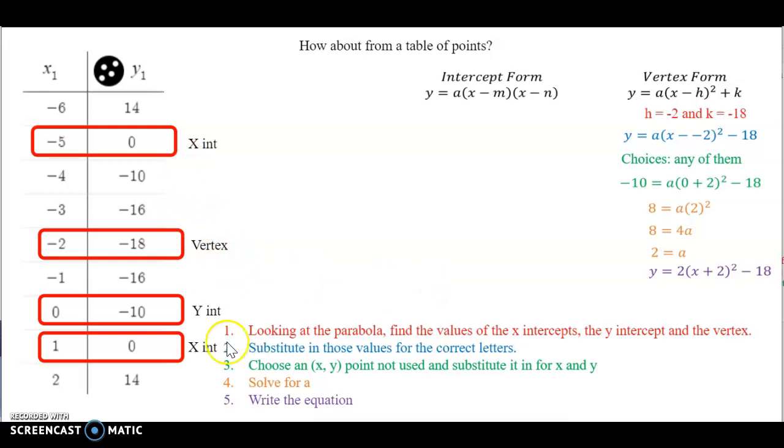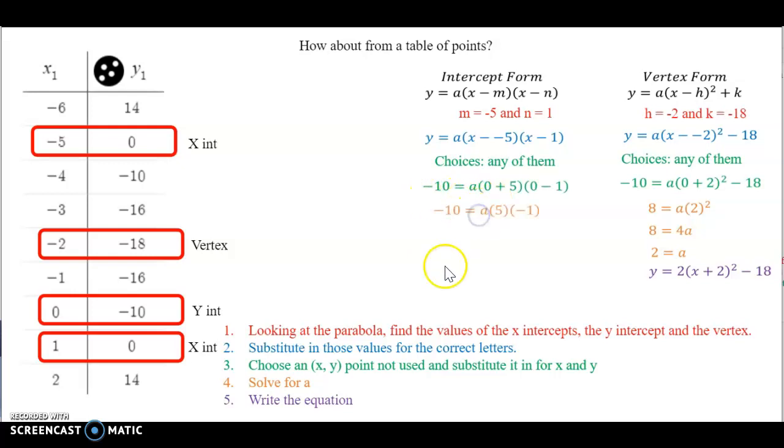Intercept form, we know the intercepts are -5 and 1. So m is -5, n is 1. Substitute that into the equation. Again, make sure you do not lose the negative sign here. And then you can choose any other points that are not used. So I chose (0, -10) again, the y-intercept, and simplify the equation, and you get -5a is -10. So a is 2, and again, substituting that into the original equation, y is 2 times (x plus 5)(x minus 1). Great! I hope you're getting this.